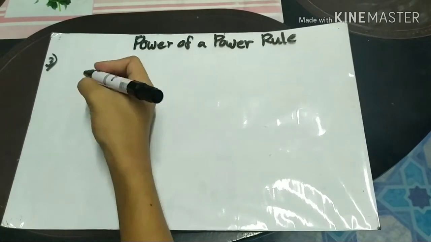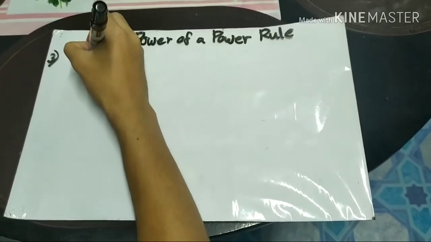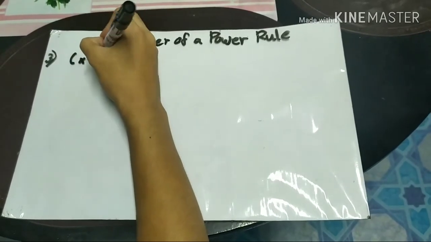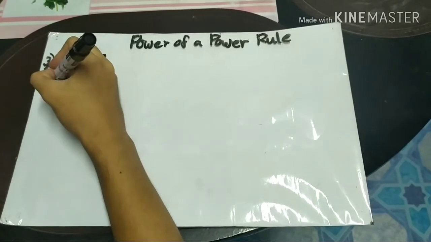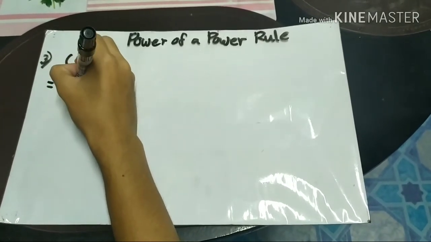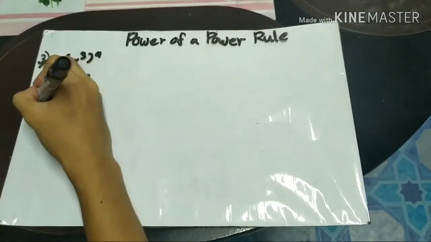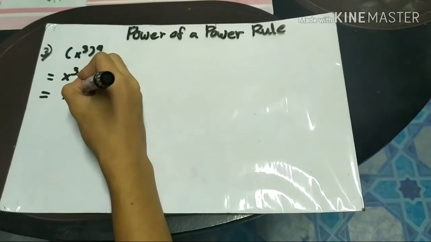Here is example number 3. Quantity x cubed to the power of 4. Now we just multiply the exponent. Equal x to the power of 3 times 4, equal x raised to 12.